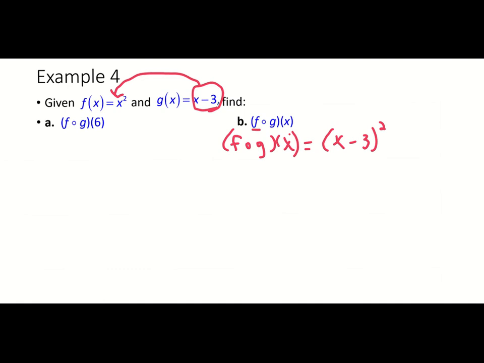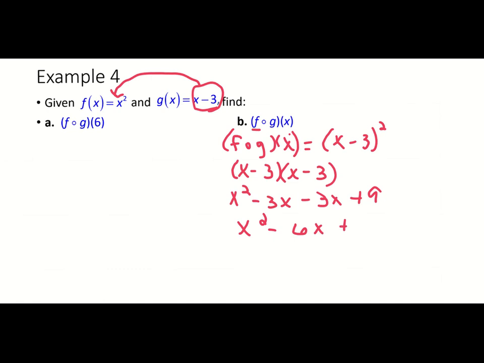So what I'm going to do is x minus 3 times x minus 3, because we can FOIL this. So it will give me x squared minus 3x minus 3x plus 9. So we get x squared minus 6x plus 9, and that's what f composed with g of x is equal to.